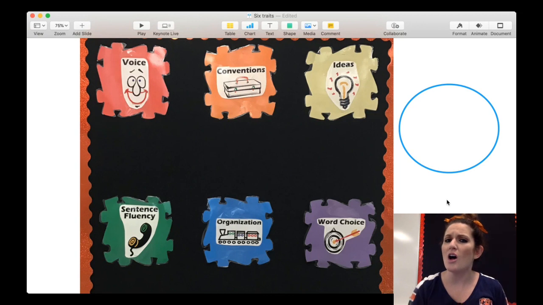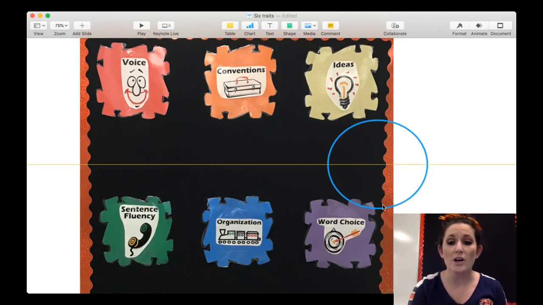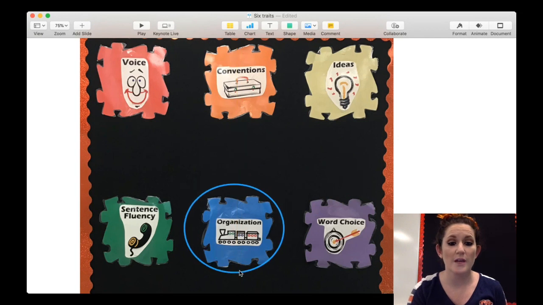Think about all the signals that we have learned that are inside our conventions toolbox. We have talked about voice, using words and our punctuation marks to show the reader how we're feeling through our writing. Today, we are going to talk about a new trait, the trait of organization. I want you to think of a train when you think of the trait of organization. I'm going to sing you a little song to help you remember the trait of organization.